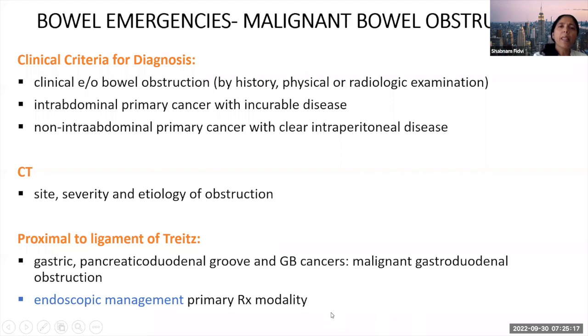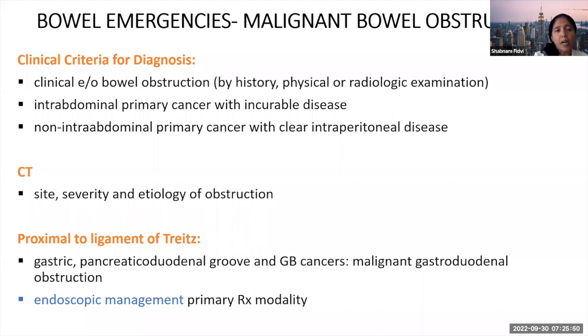Now to discuss bowel obstruction. CT plays a really important role in determining the site of bowel obstruction, chiefly whether this is proximal to the ligament of Treitz or whether it's distal to the ligament of Treitz, involving both small and large bowel. It's also important to assess the severity and the etiology of obstruction. It's important to the surgeons to know whether the obstruction is proximal or distal.